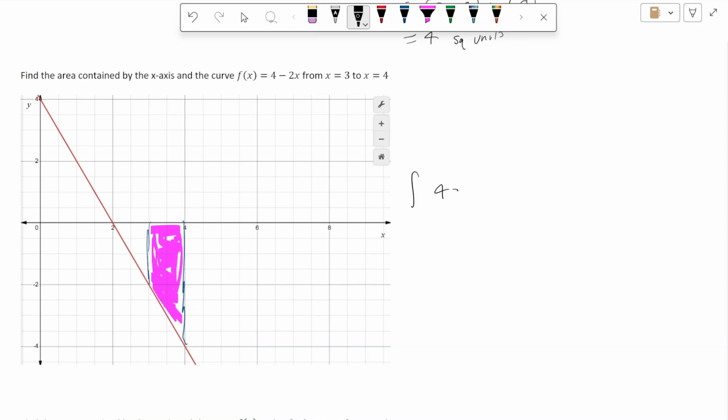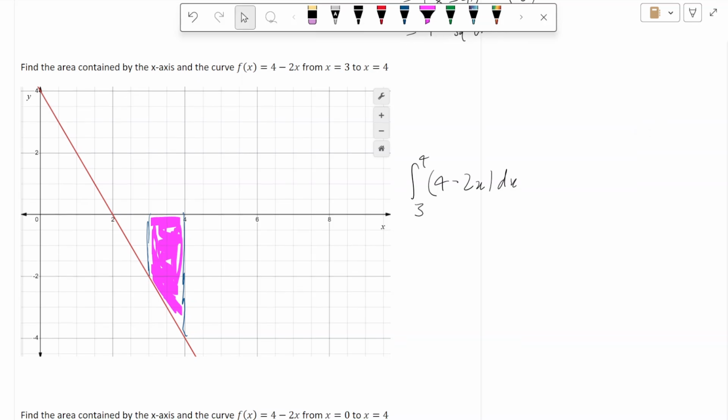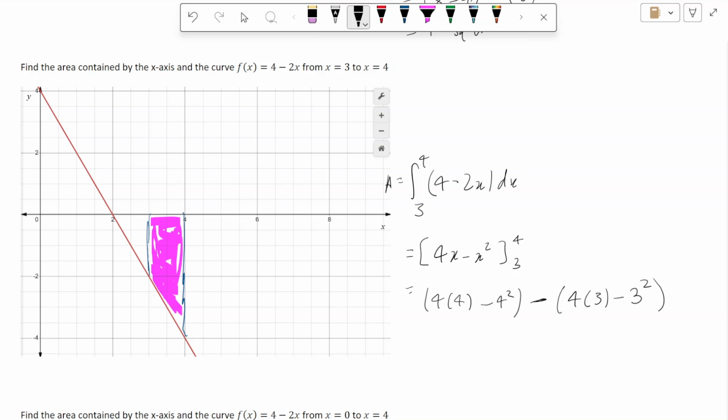The integral of 4 take 2x from 3 to 4. So that's 4x take x squared was the antiderivative. I just jumped forward a step there because we've already seen it once. So that's 3 to 4. Now we need to plug in 4 lots of 4 take 4 squared. That's the first bit. Now we need to plug in 3: 4 lots of 3 take 3 squared.